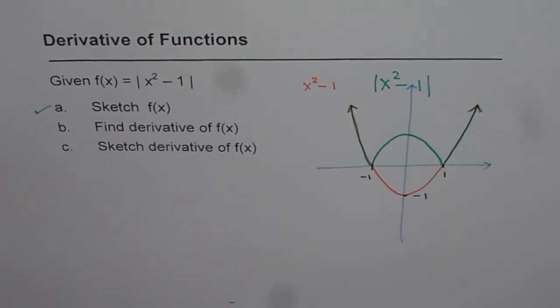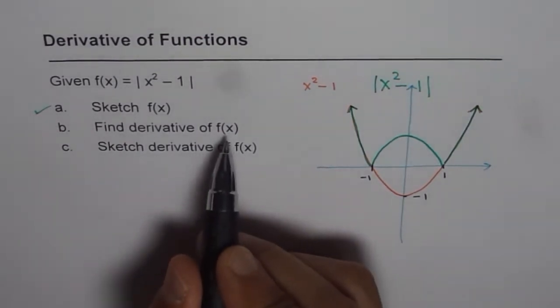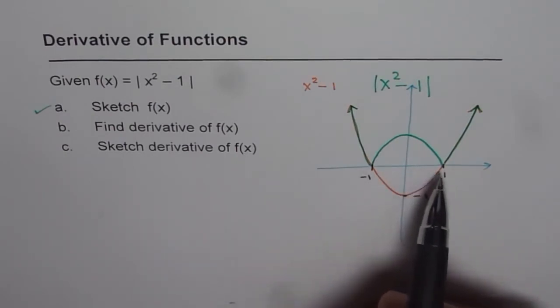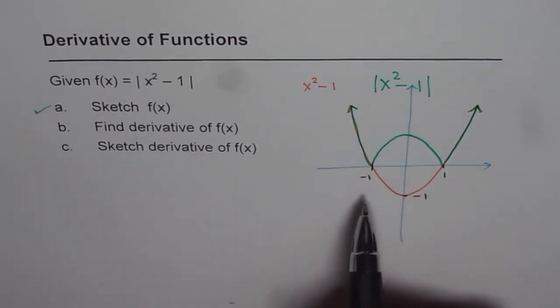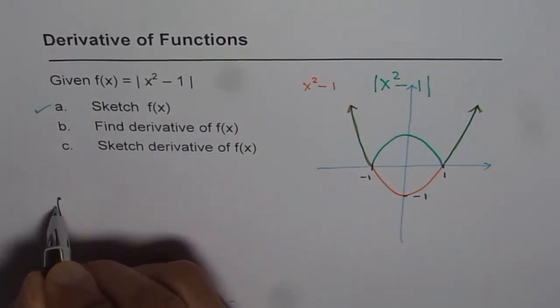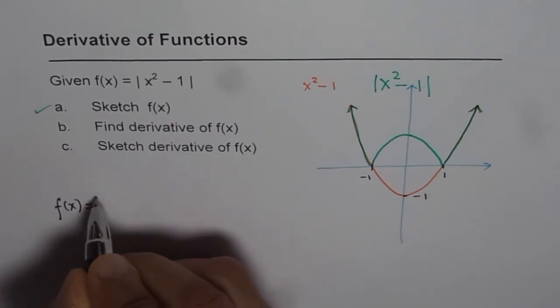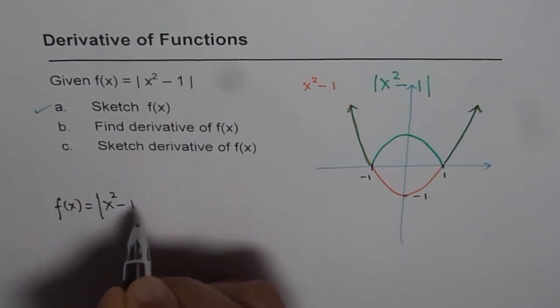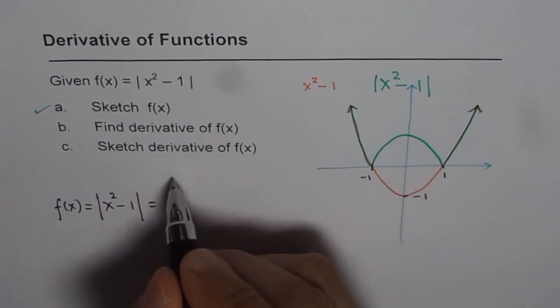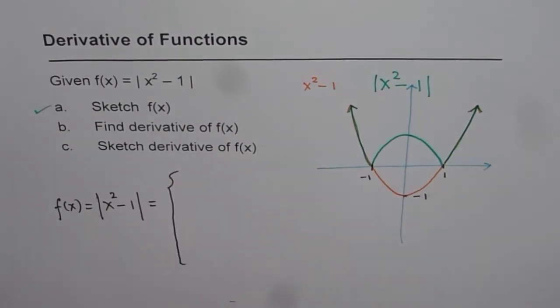So we have done the first part. Now let's move on to the second, which is find derivative of f of x. Now it's a good idea to write this function as a piecewise function. You see, there are a couple of different pieces joined together. So let's write down this function as a piecewise function. So what we can do is we can say, well, f of x is equal to absolute value of x squared minus 1, but this is equal to different pieces, right? So let me just say what different pieces.